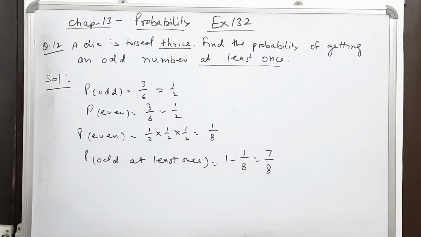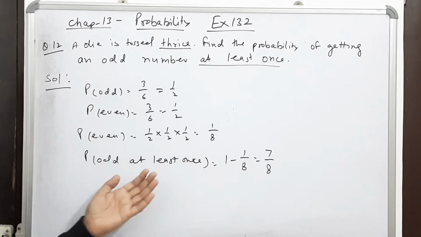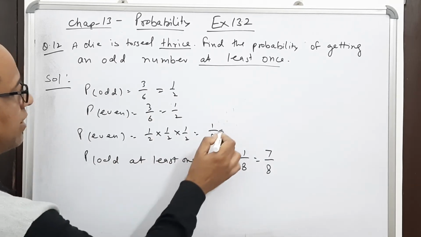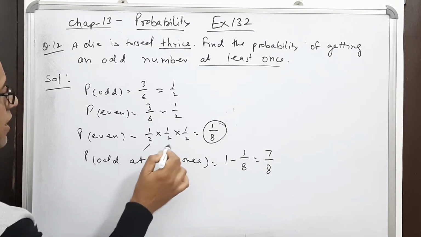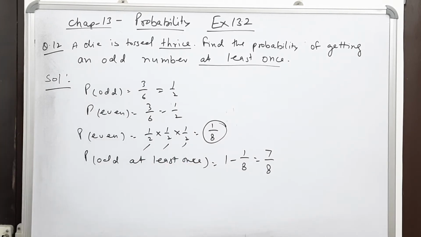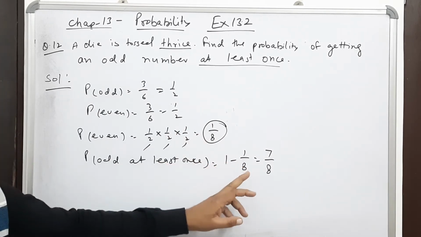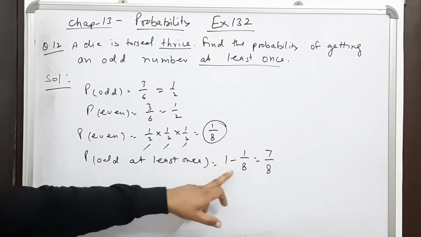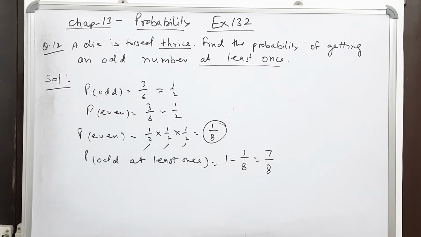So in this way we can calculate. At least 1 means 1 minus none. What is the meaning of none? Not first time, not second time, not third time, which is 1 by 8. So 1 minus none. Whenever you have to calculate at least once, it means 1 minus none. So the answer is 7 by 8. This is a typical problem, a different type of sum.